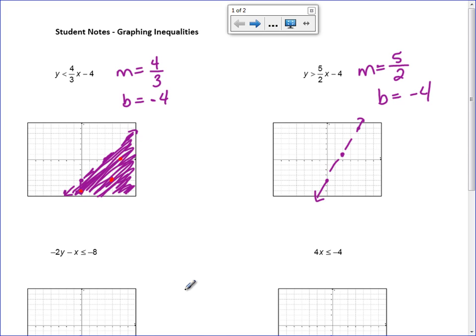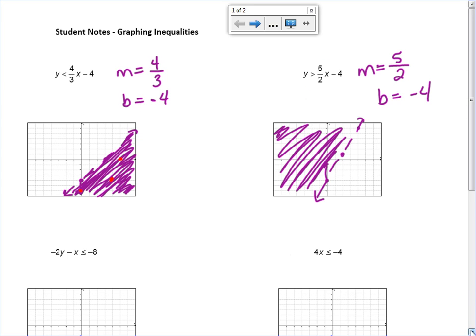And now I have to talk about which direction I should shade. So I know it is greater than because that's the symbol I have. So again, I go to my y-intercept and I put my pen there. And numbers greater than my y-intercept would be in this direction. So now I have to shade everything up here. So every point in this shaded region is now part of my solution set. And if I'm asked to give a number that's part of the solution set, you pick any point within that shaded region, because any point there will make this true.